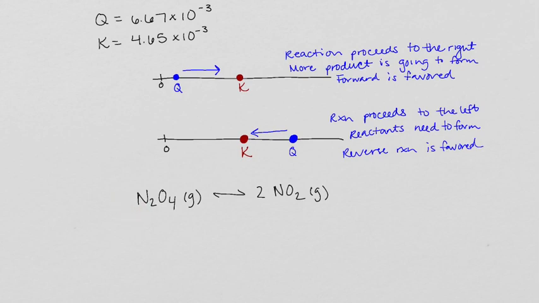So let's go back to our example here. The way that we have written this, the reactant is the dinitrogen tetroxide, and the product is nitrogen dioxide. In this scenario, for these two values, our Q value is greater than our K. That means that we have too much NO2, and the reaction is going to go in this direction. So we would say that in order for equilibrium to be reached, we need more N2O4.